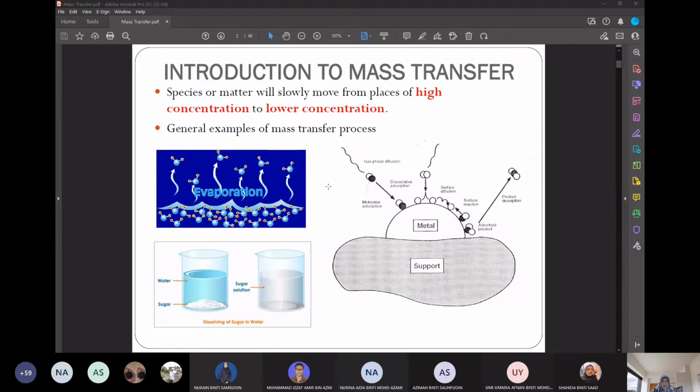So remember the keyword, we are talking about matter or component moving from one place to another place. The reason why it moved is because of the difference in concentration. So define again what is difference in concentration. It means that it has moved from high concentration to lower concentration, or you can say due to the concentration gradient.